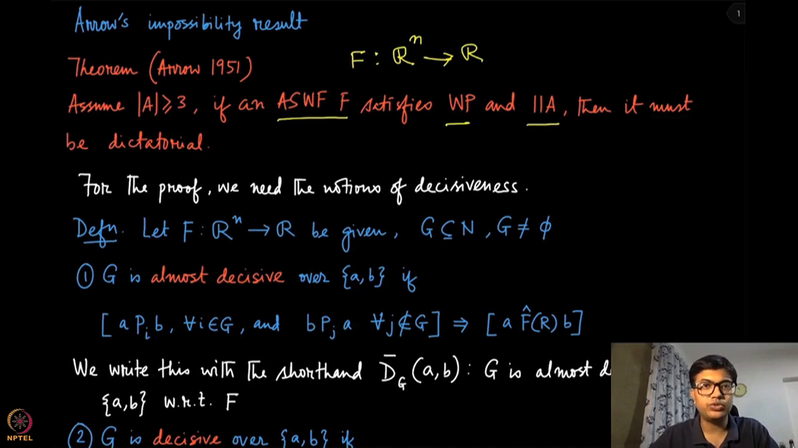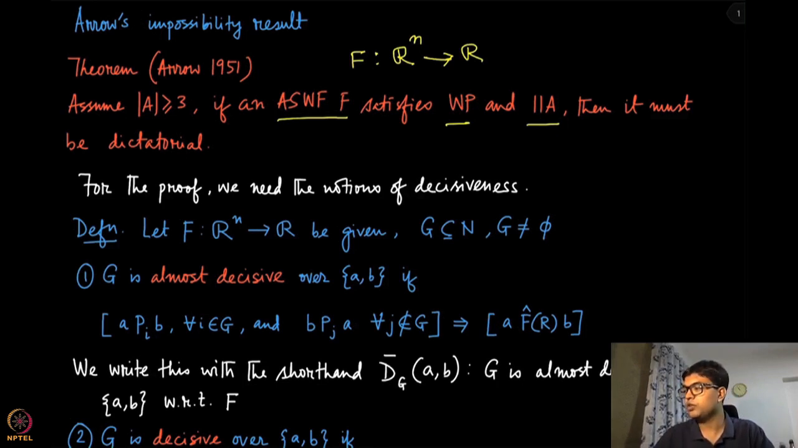And we will use both these properties, weak Pareto and IIA, to prove that this result holds. In order to proceed with the proof, we need the notion of decisiveness. So what is decisiveness? Informally, you can think of a group of agents: if they decide on a specific ordering over a pair of alternatives, then that ordering will also come out as the social ordering over those alternatives.